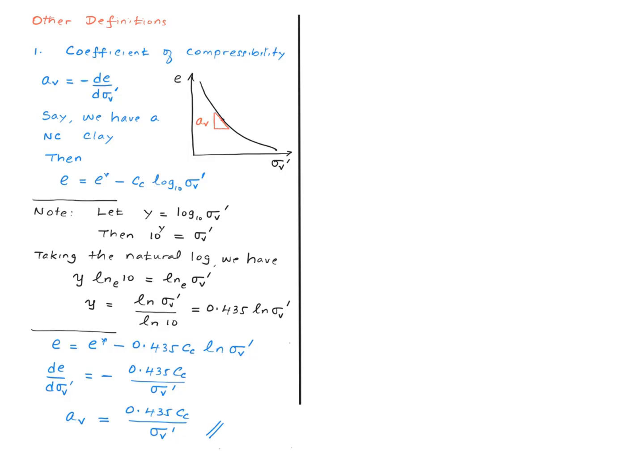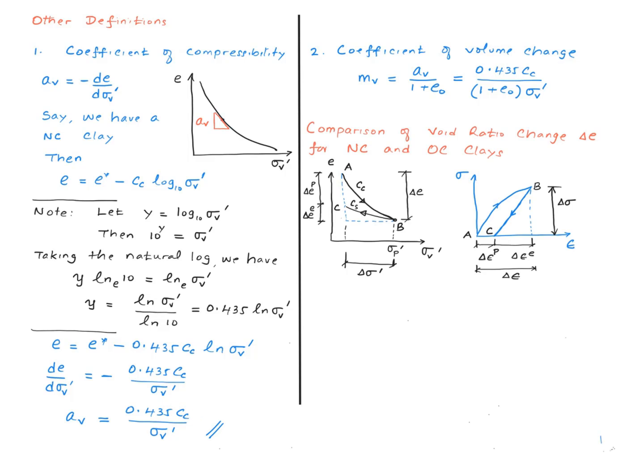So you can see a sub v is a function of sigma v prime. The second quantity that I would like to define here is what is called the coefficient of volume change. This is basically a sub v but normalized with respect to 1 plus e naught. So in terms of C sub C it is given by this equation right here. If we want to find these quantities on the swelling curve, all we have to do is to use C sub S, the swelling index, in place of C sub C.